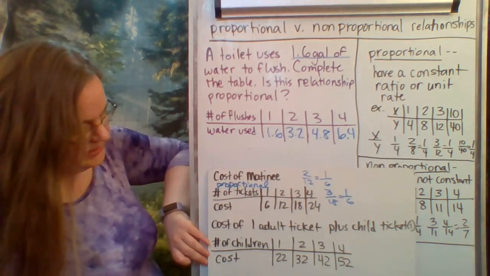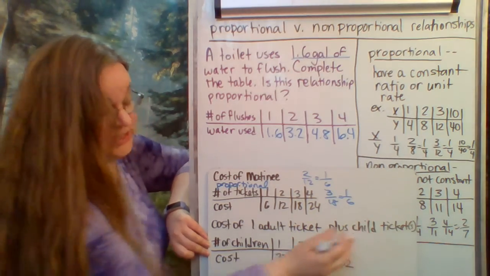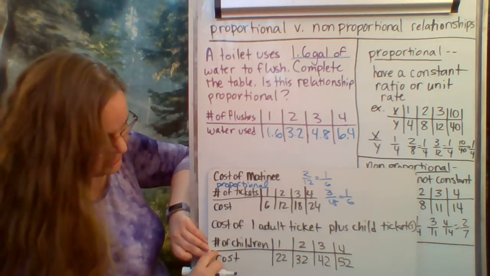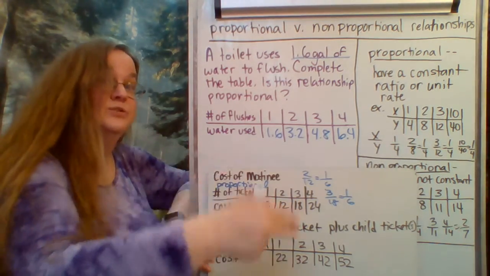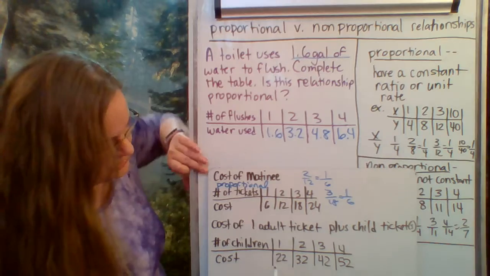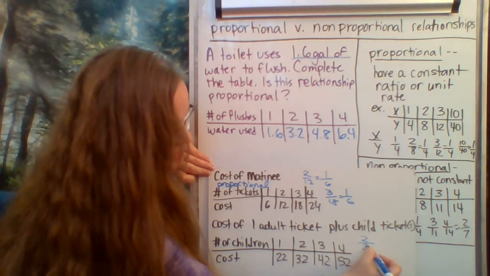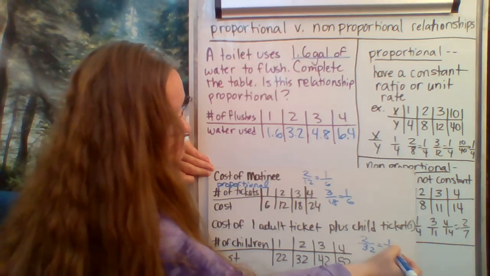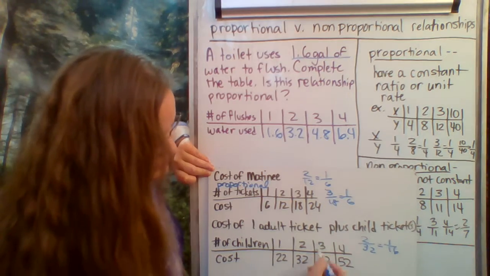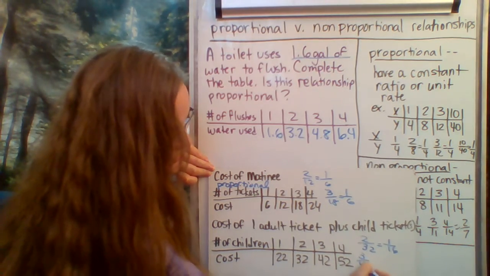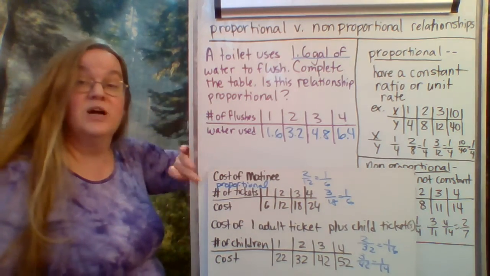Okay, let's look at this one. It says the cost of one adult ticket plus a child ticket or tickets, depending. So we have the number of children plus the cost. So this is an adult plus either 1 kid, 2 kids, 3 kids, and so on. So if I look, I've got 1 to 22. If I take my 2 to 32, which is the next one, and try to simplify it, it comes out to 1/16, which is not equivalent. And if I do that for the next one, 3/42, that's 1/14. So again, it's not equivalent.